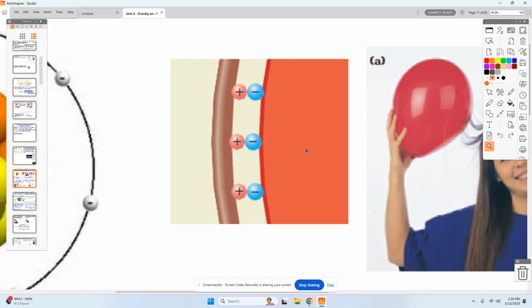No. Hey, look! It's sticking. It's staying there. It's crazy. And this will stick. Look at that. Oh! That's scary.